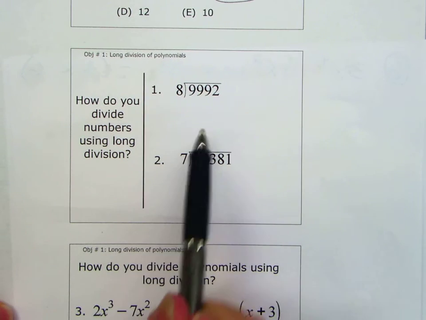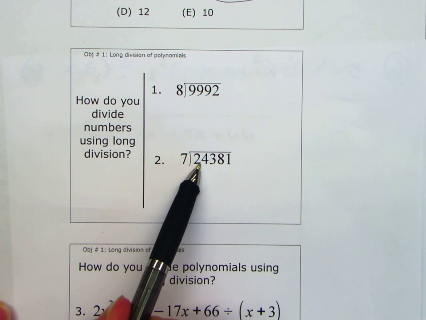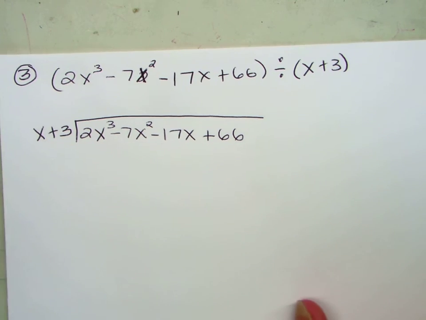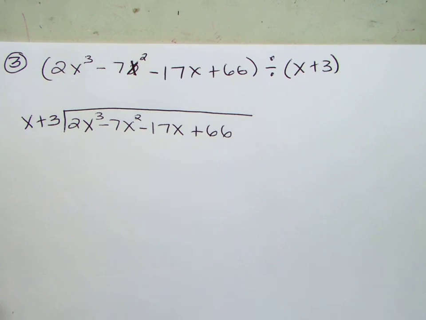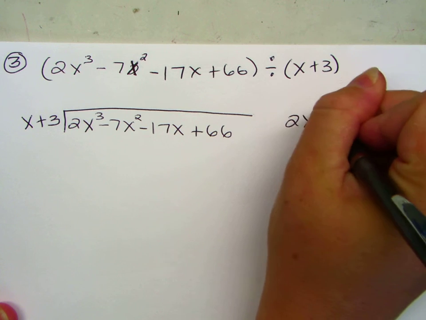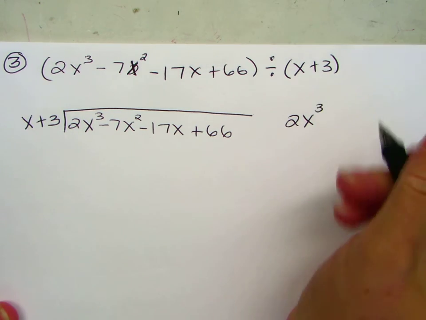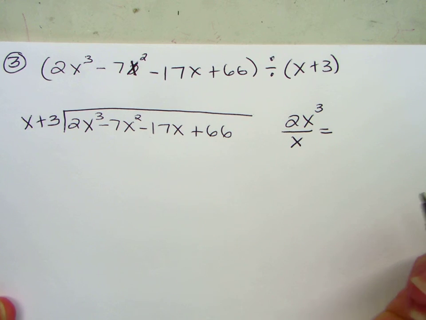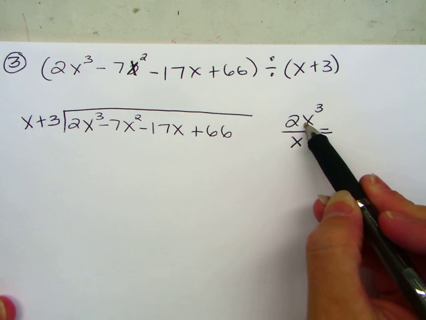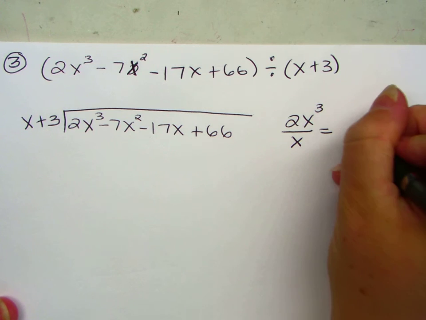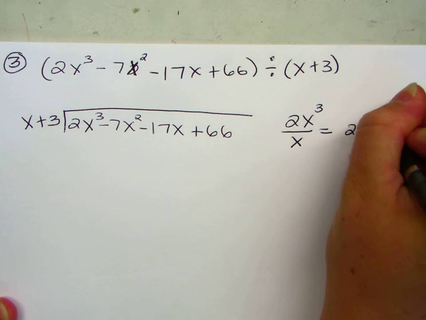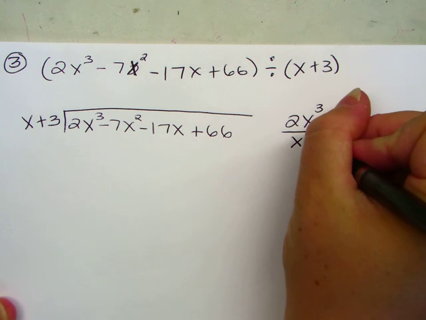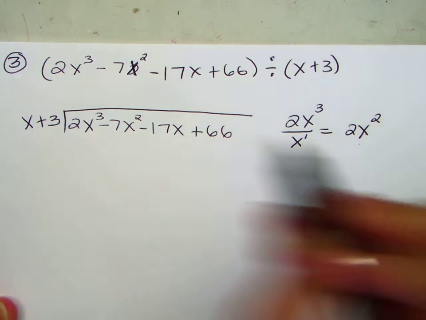First thing we did, how many times did 7 go into 24? Remember, I wrote 24 over 7. We're going to do that here also. So I want to take that 2x to the third, and I need to know how many times does x go into that? How many times does x go into 2x cubed? So we're just dividing. 2x to the third divided by x is 2x squared. Remember, when you divide, you subtract exponents. There's an invisible 1 here. This is what goes up top.